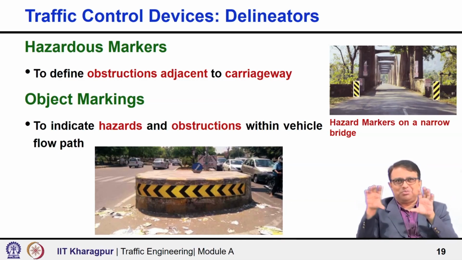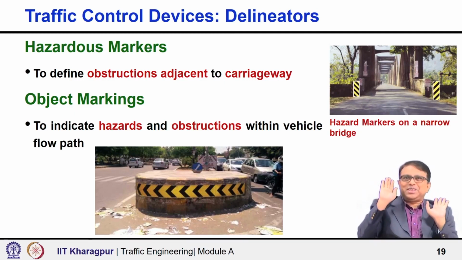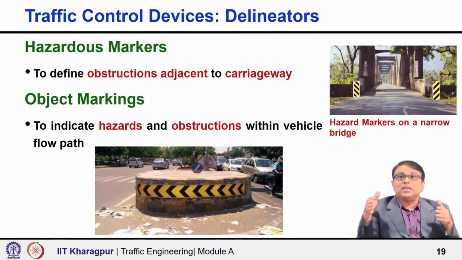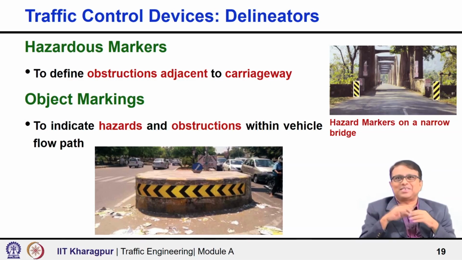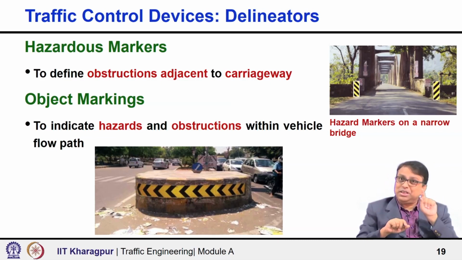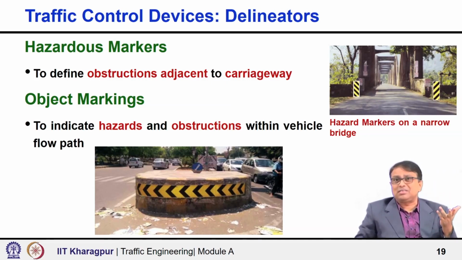So, at least put a hazard marker on that, so the drivers from a distance can also know there is something hazardous there. Similarly, on a narrow bridge, you can see hazard markers on both sides. So, drivers know clearly these are hazards. That means, if I hit that portion, then I will meet with a road accident, my vehicle may be damaged, and the crash may lead to injury or even death, right.